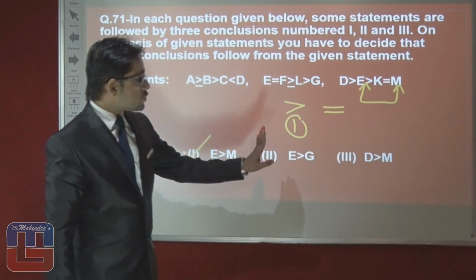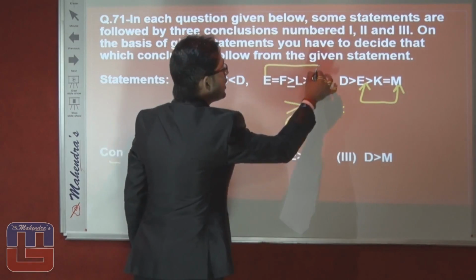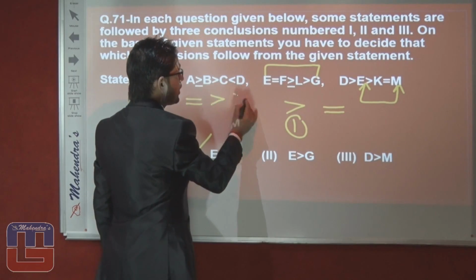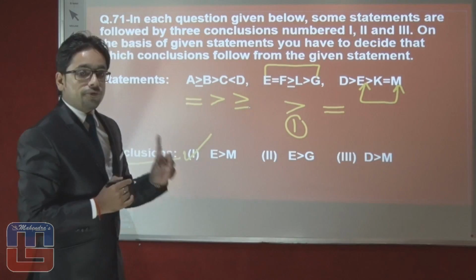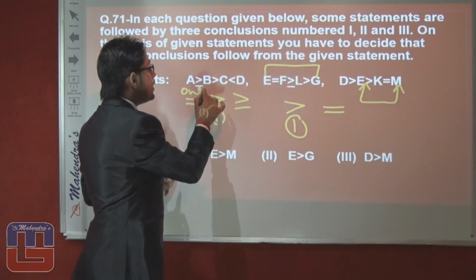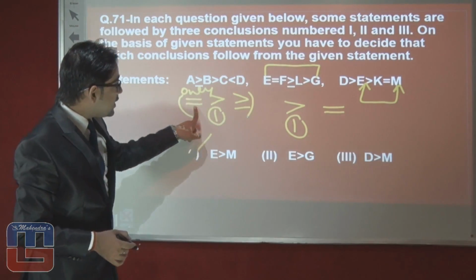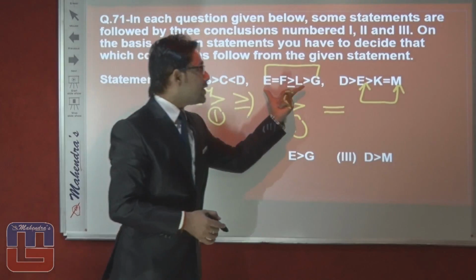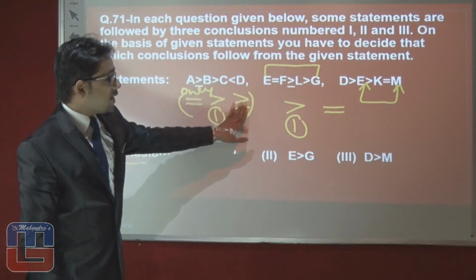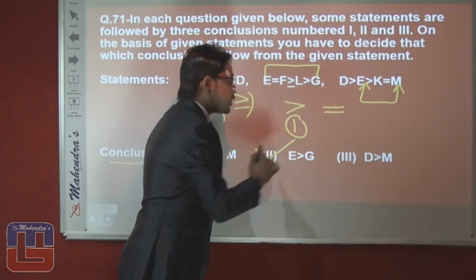Second conclusion, the examiner wants to know whether E is greater than G or not. You can see here between E and G 3 signs exist: equal, greater, greater equal. And the first priority should always be greater if you find only these 3 signs. We mention again, if you find only these 3 signs between 2 entities, the first priority should be greater, the second priority should be greater equal, and the last priority should be equal. So the second conclusion is again true.